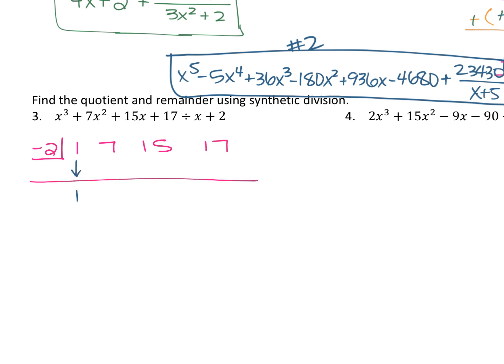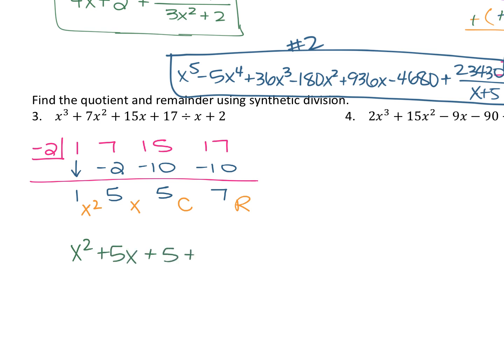First term drops down. That's the 1. 1 times negative 2 is negative 2. Put that underneath the 7 and combine it with the 7. That leaves you with 5. 5 times negative 2 is negative 10. 15 minus 10 is 5. 5 times negative 2 is negative 10. 17 minus 10 gives us a positive 7. So that 7 is your remainder. The 5 to the left of that is your constant. 5 to the left of that's going to get x. The 1 to the left of that gets x squared. So our answer for this one is x squared plus 5x plus 5 plus 7 over x plus 2.